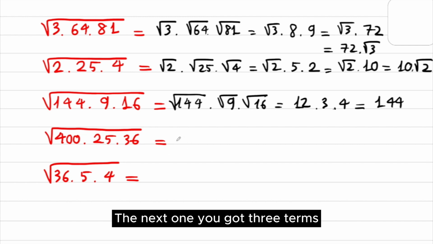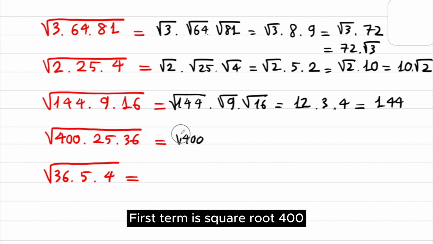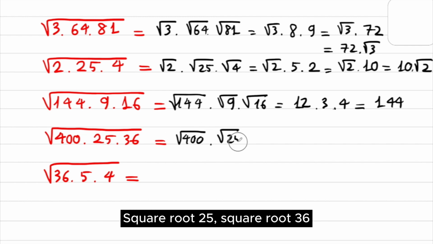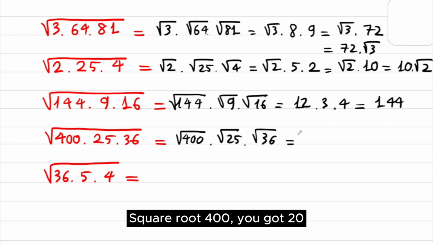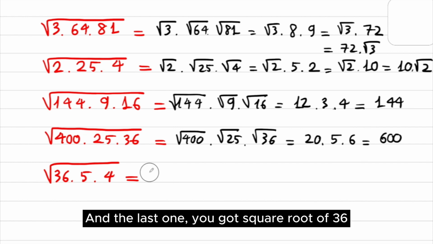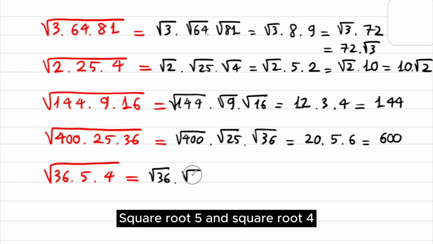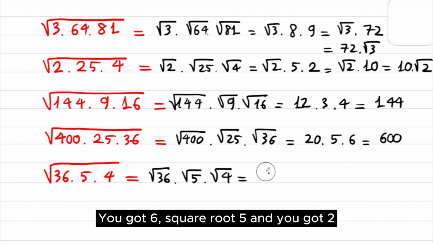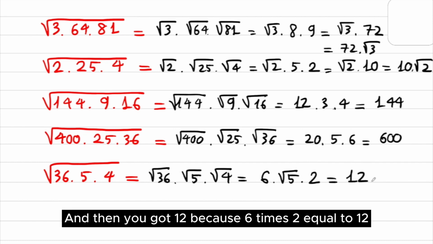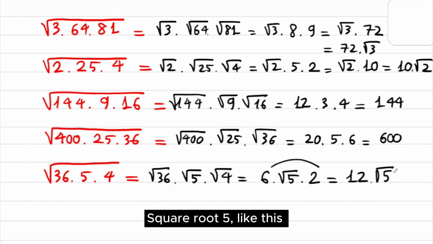The next one you got 3 terms. First term is square root 400, square root 25, square root 36. Square root 400 you got 20, square root of 25 you got 5, and the last one you got 6. Okay, so 20 times 30 you got 600. And the last one you got square root of 36, square root 5, and square root 4. So for this one you got 6 square root 5, and you got 2, and then you got 12 because 6 times 2 equal to 12 square root 5, like this.